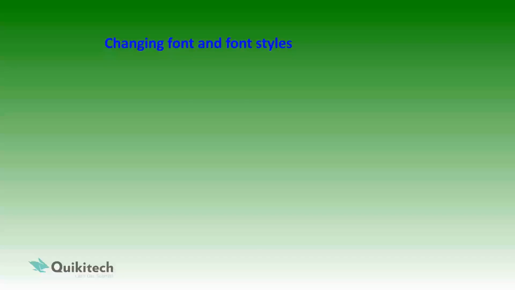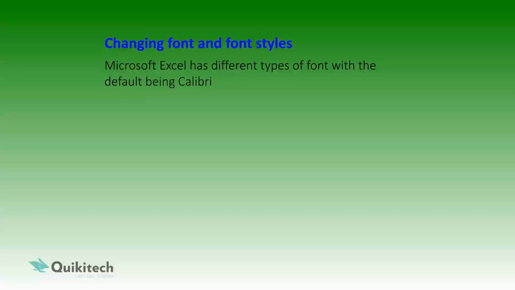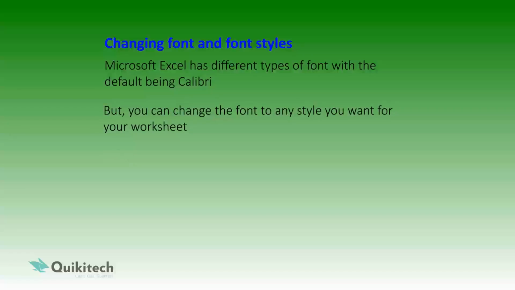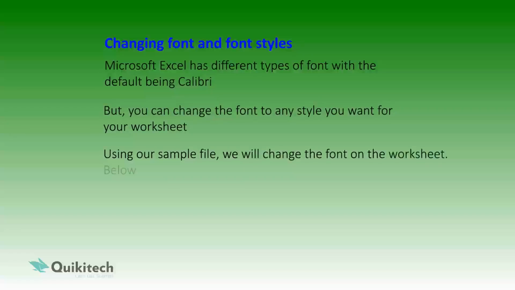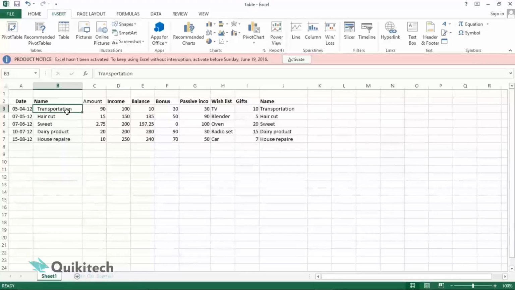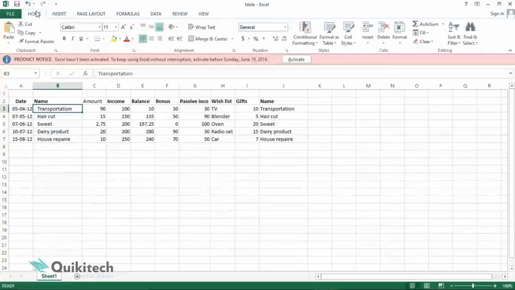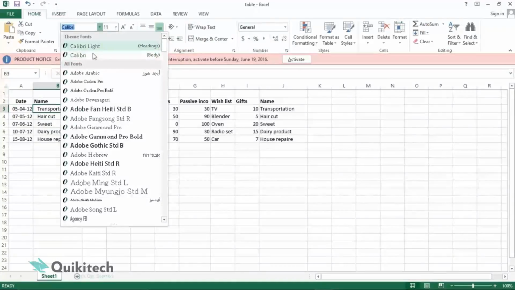Changing font and font sizes. Microsoft Excel has different types of font, with the default being Calibri. But you can change the font to any style you want for your worksheet. Using our sample file, we will change the font on the worksheet. Step 1. Highlight the text. 2. On the Home tab, click on the Font box and pick any font from the drop-down list, and the text will change to the font you choose.